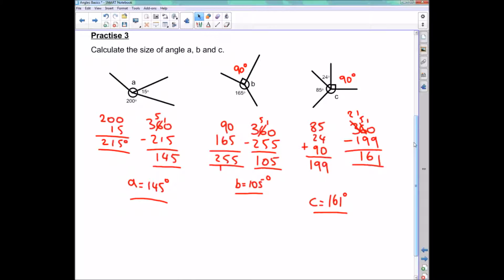Okay, so hopefully that's helped you out with these sorts of questions. Remember, there are the two different types of questions, and unless it actually specifically tells you to measure the angle, we're going to be using one of these angle facts. Okay, so practice loads of exam questions, and good luck.